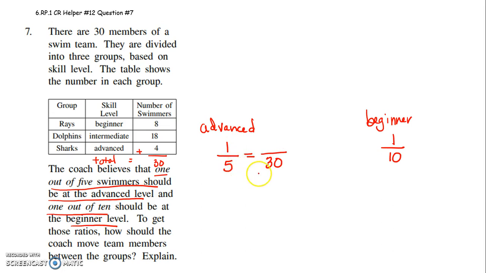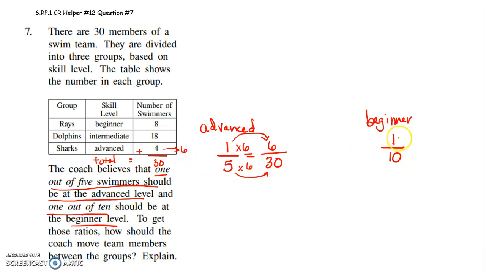So then you say, how do I get from 5 to 30? What do I have to do to 5 to get to 30? Oh, 5 times 6 is 30. So what do I have to do with the 1? 1 times 6 is 6. So if you want the ratio to be 1 out of every 5 swimmers to be advanced, then that would mean a total of 6 out of 30 swimmers should be advanced. So you would have to change those 4 up to 6. And we can talk about the movement we could make in just a minute.